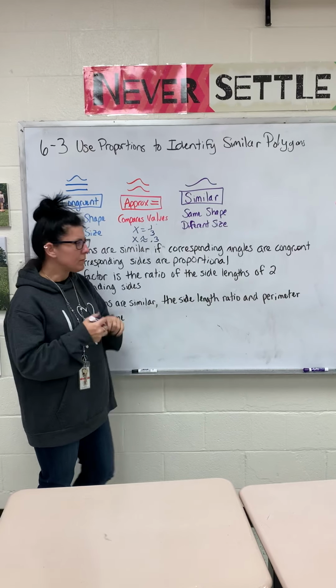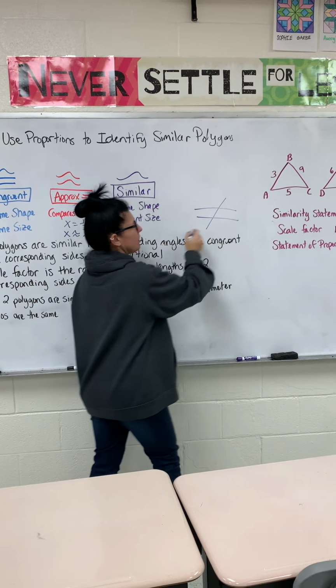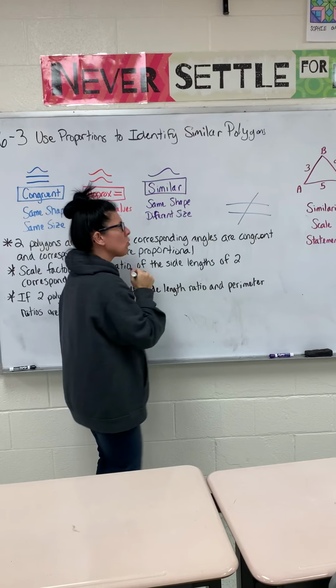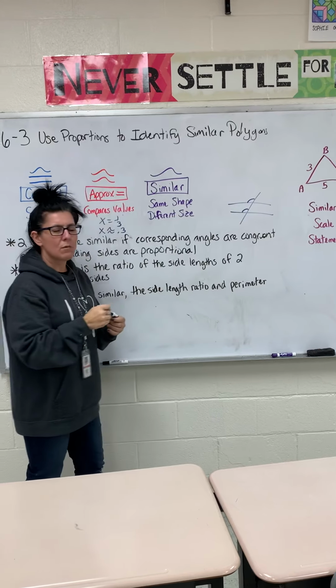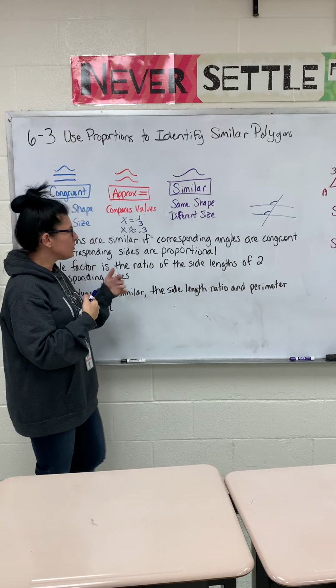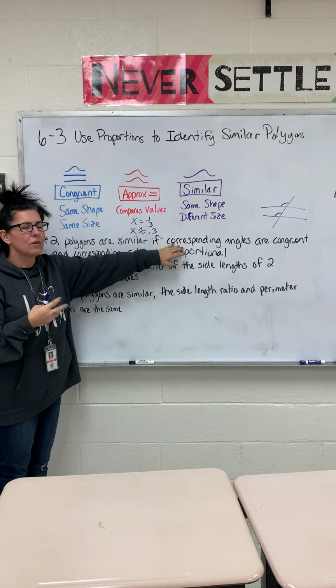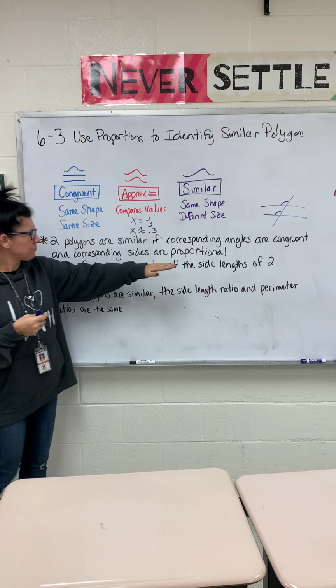Corresponding is important. If you remember back when we did parallel lines, there's a set of parallel lines, there's my transversal. Corresponding angles were in the same location. So those two angles that I marked are corresponding. They're in the same location. We're using the same idea when you talk about corresponding angles. They're in the same location. So if they're in the same location, they're the same.